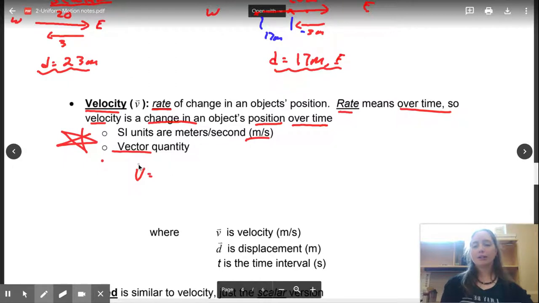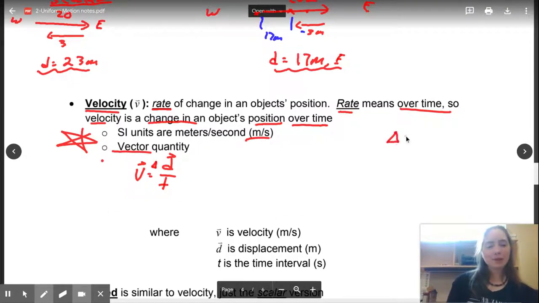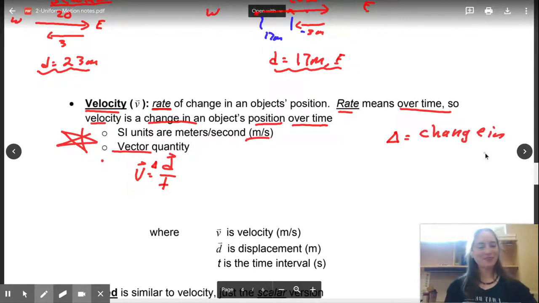So our velocity is displacement over time. Okay? Now, it's not just plain old displacement. It's delta D. What is delta, ladies and gentlemen? Delta means change in. All right?